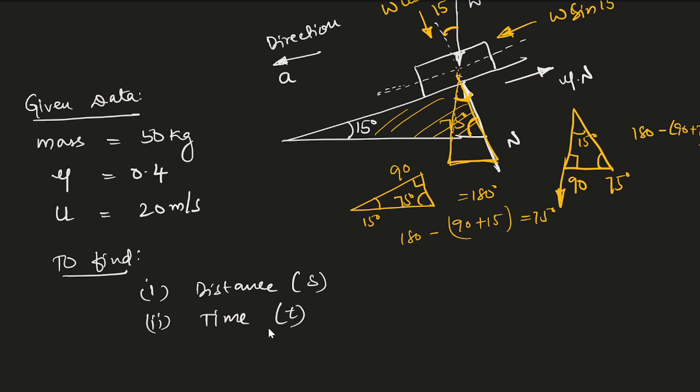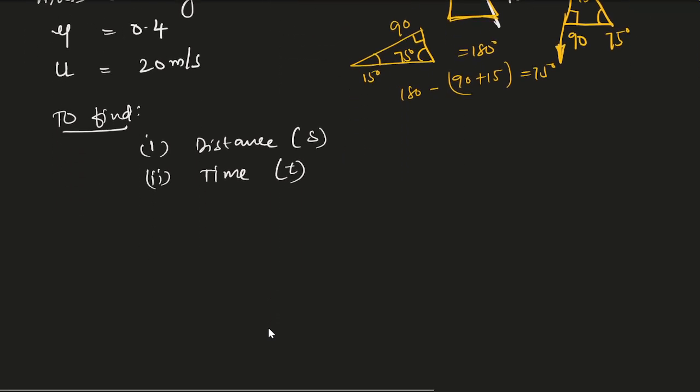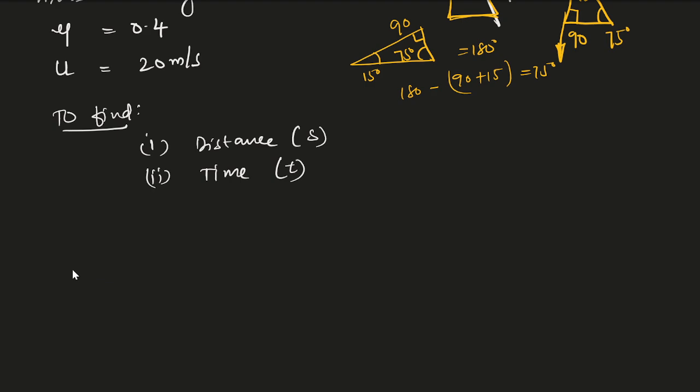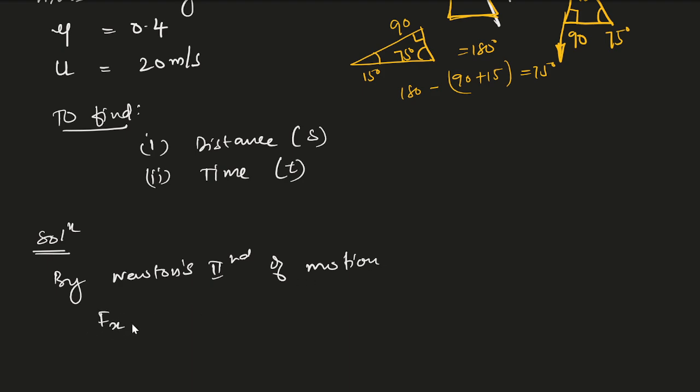Okay, so these are the parameters you have to find. So how can we solve this? We can use Newton's second law formula. Solution. By Newton's second law of motion, we know that F_x equals m times a_x.